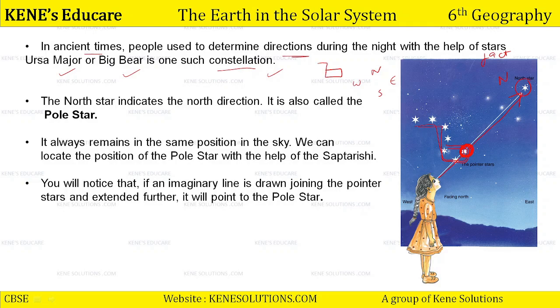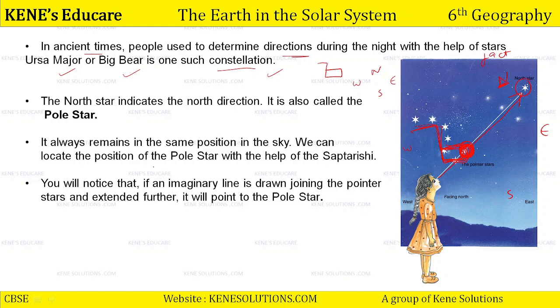Kyunki wo log kya karte the? Is Saptarishi ke is box ko dhoondte the. The Big Dipper, aise, aise, aise. Now, where the box is forming, or yahan pe jo ye pointed star hai, they used to look through it and then they used to know whether it is north direction or not. So, if this is north, this will be south. If this is south, this will be east. If this is east, this will be west. So, this is how people used to detect what direction they are moving towards.